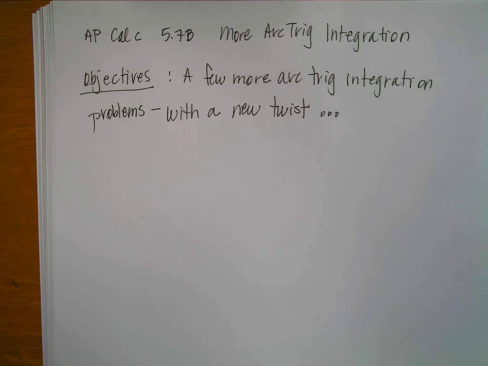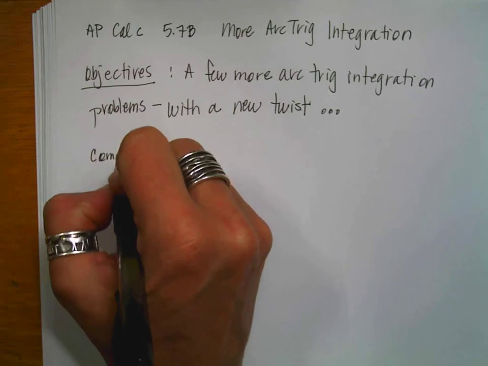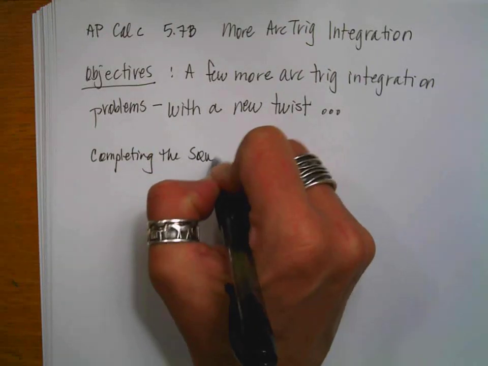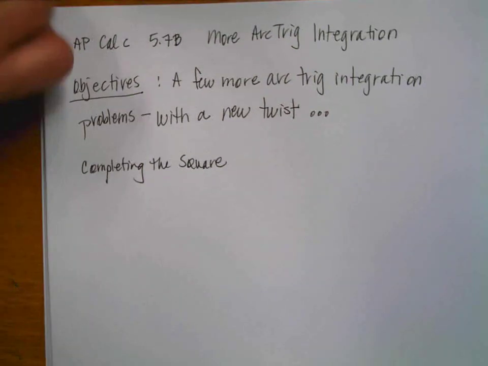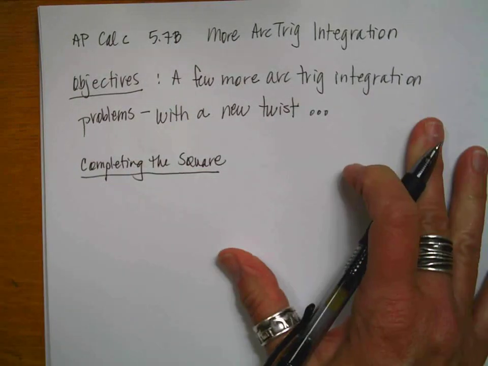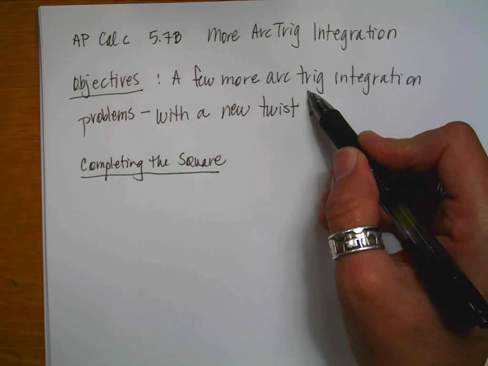We're going to be doing more work with our arc-trig integration. Our objectives are that we're going to do a few more arc-trig integration problems, and we're going to add a new twist today. The new twist is completing the square. Woohoo! We did this in pre-calc, and you did it in Algebra 2. So we're just going to go back and review how to do completing the square because it's going to add a new dimension to our arc-trig problems.